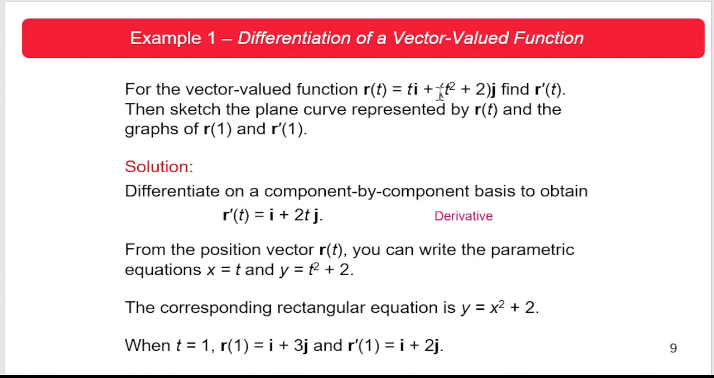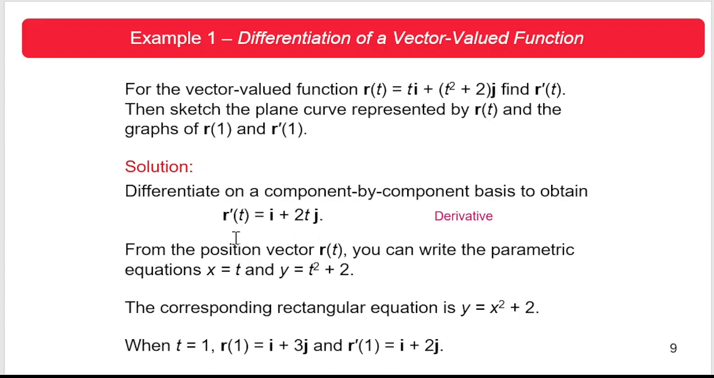Okay, so the first thing that you have to do is differentiate this vector valued function on a component by component basis. So the derivative of r of t is r prime of t equals the derivative of the first component, which is 1 times i, so you have i, plus the derivative of t squared plus 2, which is 2t times j.